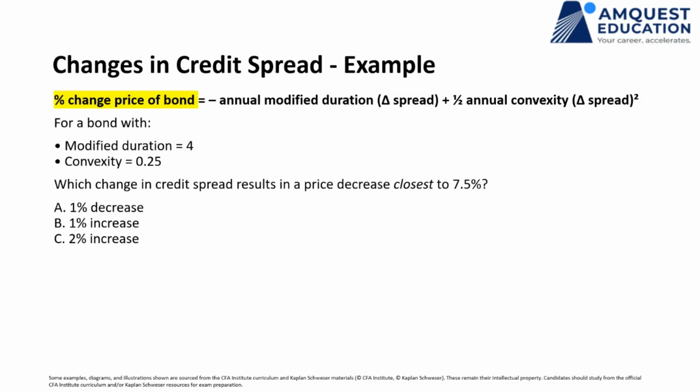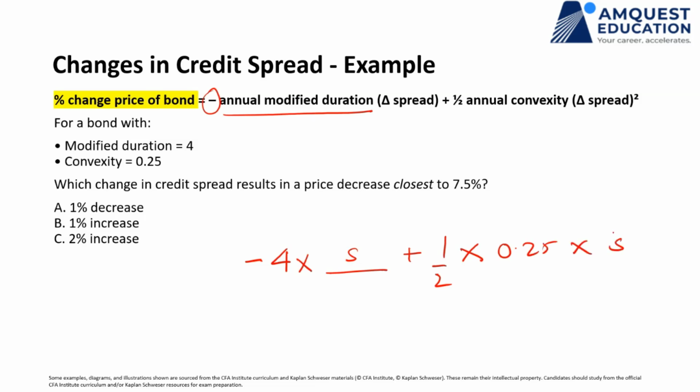Which change in credit spread results in a price decrease closest to 7.5%? Primarily, you're going to put modified duration into the equation, minus 4. Remember the minus sign, into spread, plus half into convexity into spread square. Put these numbers one by one.